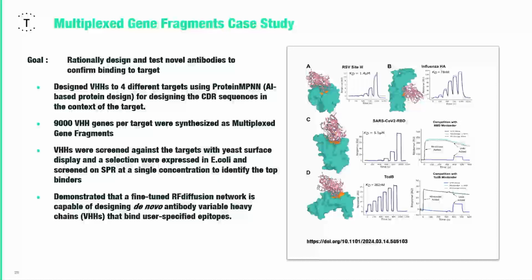They didn't want added diversity. It was really important for them to have just those sequences to test to see if their algorithms were actually predicting suitable binders. We were able to make these using the multiplex gene fragments products as separate pools of 9,000. These were then used by the Baker Lab in their yeast surface display platform to identify binders, and then a selection were expressed in E. coli and screened on SPR. And they were able to identify some top binders from there.